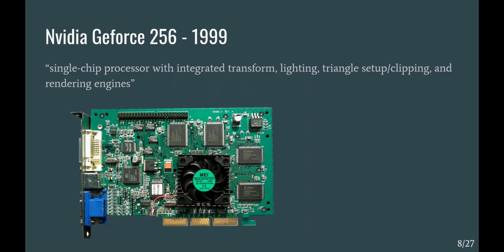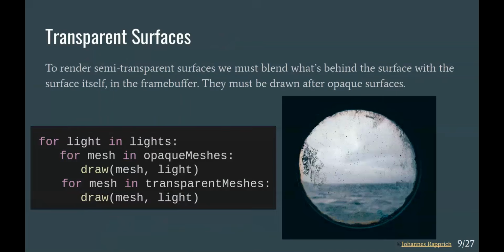Now, forward rendering also has a lot of natural extensions to it to allow us to model different natural phenomena. One of these is transparent surfaces. To render transparent surfaces, we have something that we've rendered behind it, say an opaque surface, and we have our transparent surface. And this transparent surface, we want it to tint what is behind it. And so what we do, we render all of our opaque meshes.